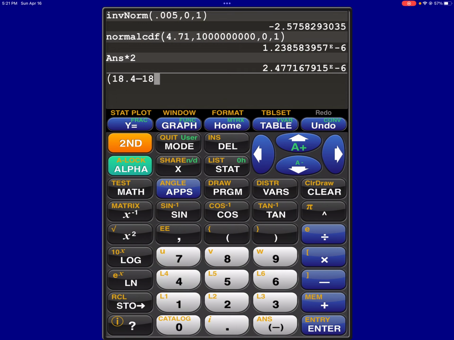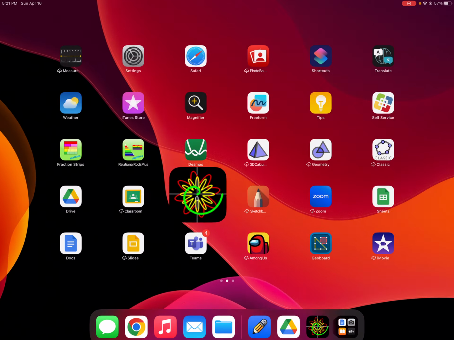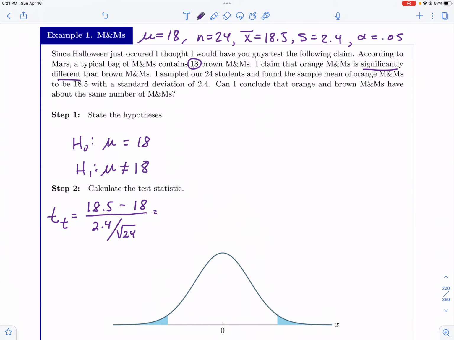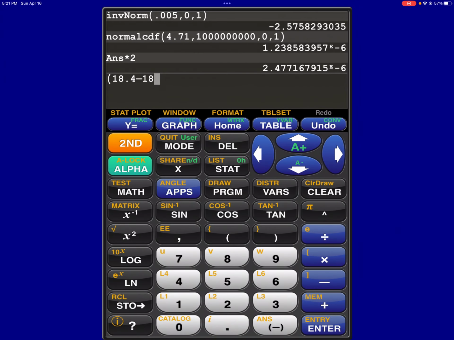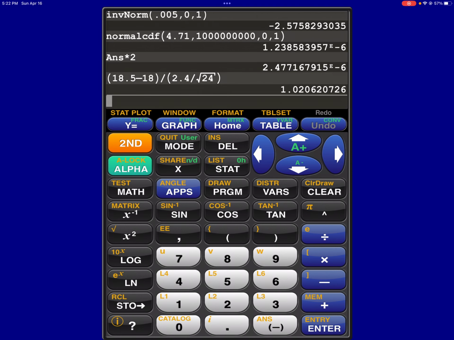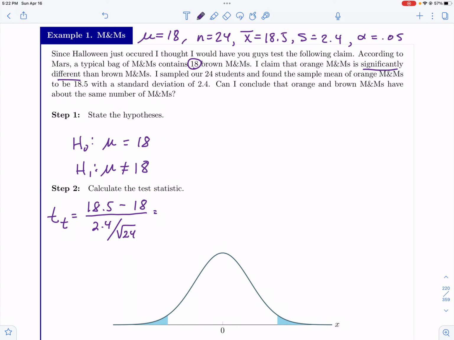Minus 18. Oops. Make sure, is it 18.4? 18.5, so good. Glad I caught it. 18.5 minus 18. Oops. Divided by 2.4 divided by square root 24. All right, so 1.02, let me check to make sure.